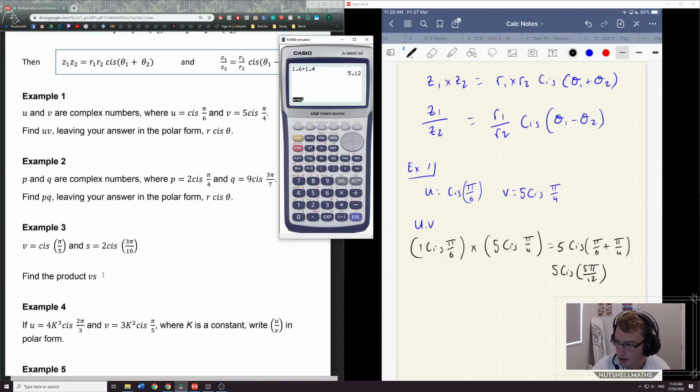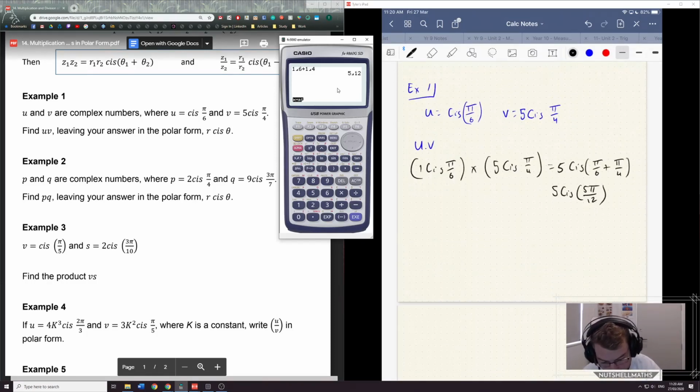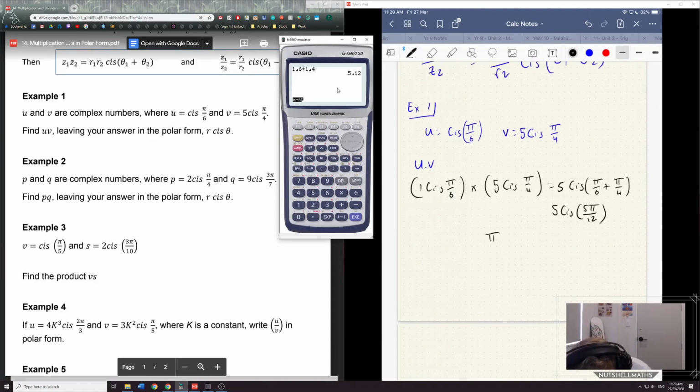I'll answer Hamza's question though. So why 5 pi? Look at this. Our answer on our calculator is 5/12, right? I'm just going to jot down some stuff here. Pi by 6 plus pi by 4, Hamza, is the same thing if you want to go like this.